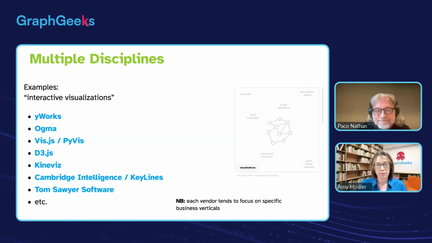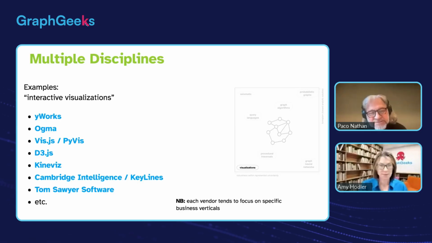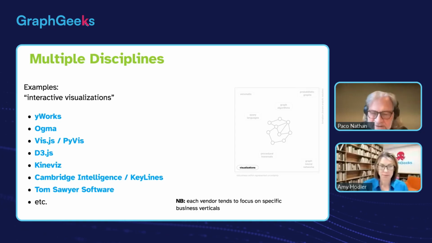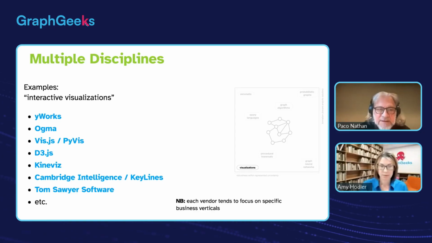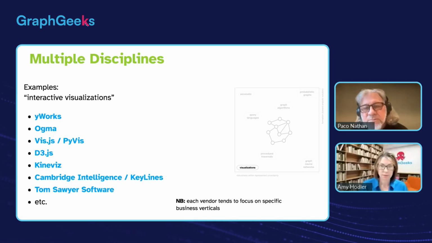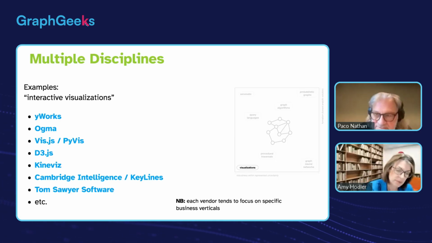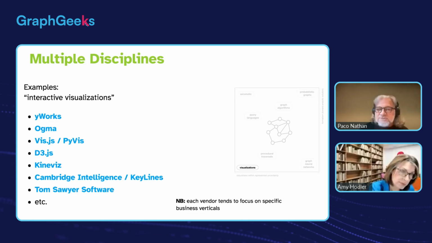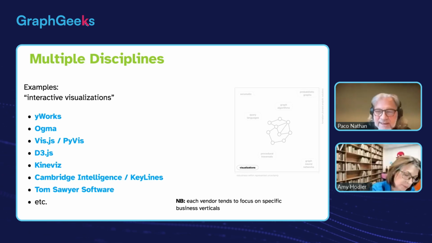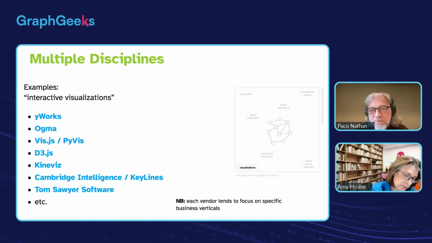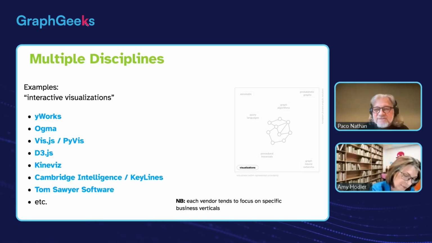Okay, visualizations. There's a lot going on in the visualization space, and they really do work in some different areas. The vendors tend to focus on specific business verticals. Interactive visualizations are really important because, if you have hundreds of millions of nodes in a graph, you might be able to visualize a really pretty picture, and the executives might print that and frame it and put it on the wall, but it doesn't really do anything else.